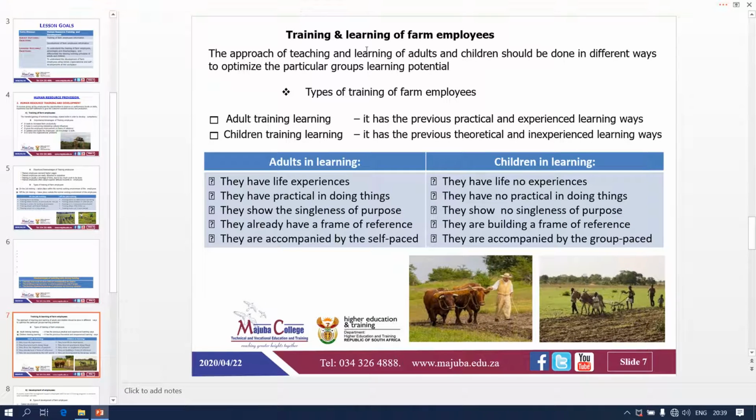Training and learning principles. This is where we are now. Training and learning of farm employees, right? The types of training of farm employees, we have adult training and children training, right? When you train adults, you need to think, who are those individuals, right? One, they have previous practical experience and experience in learning ways. They had practicals before, they have experience.